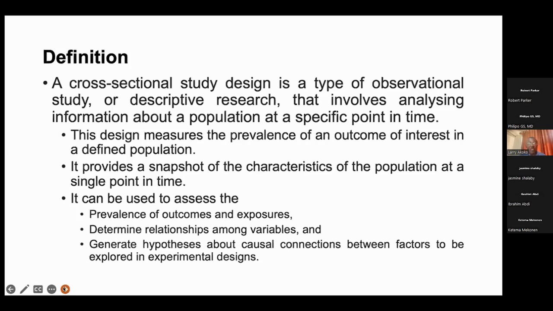In this design, we measure the prevalence of an outcome of interest in a defined population. So generalizability might be difficult if the population changes. It provides us with a snapshot of the characteristics of the population at a single point in time. It can be used to assess the prevalence of outcomes and exposures. You can also use it to determine the relationships between variables, and to generate hypotheses about causal connections between factors to be explored in experimental designs.